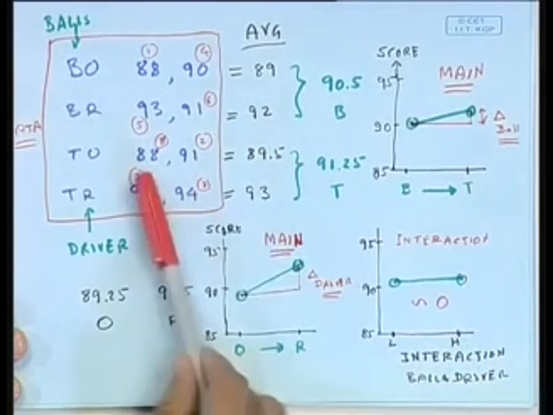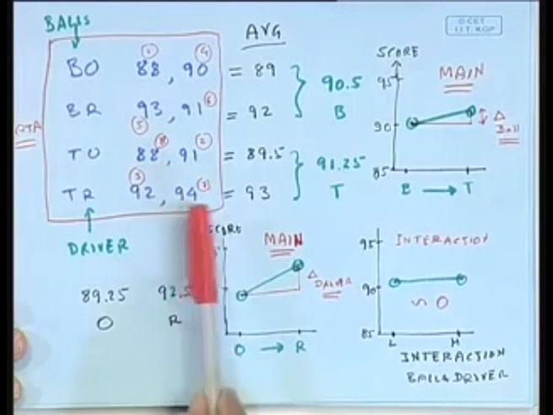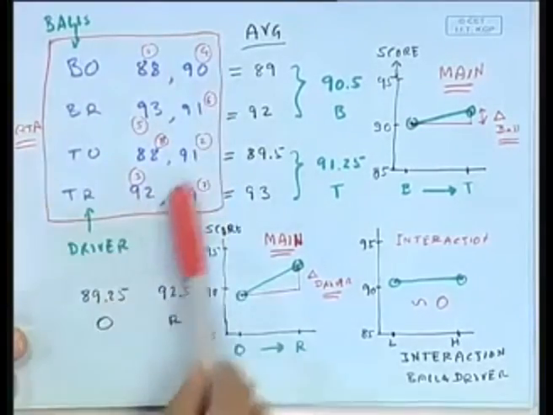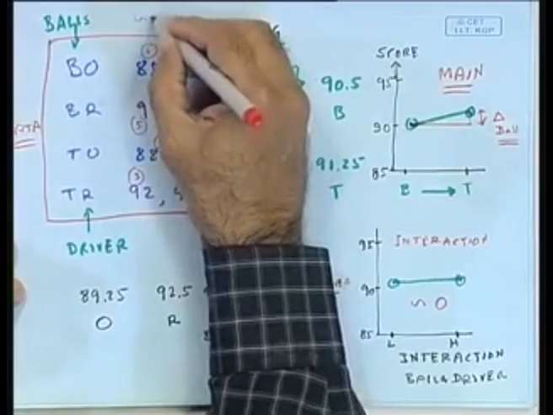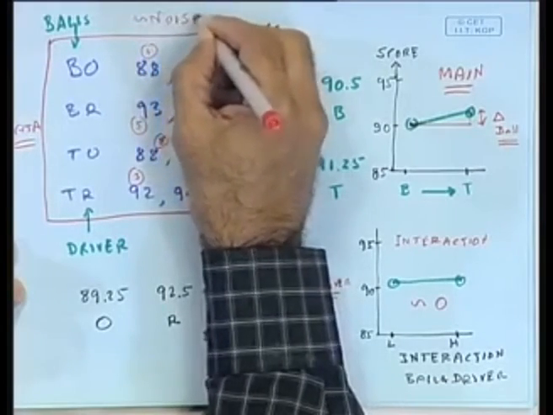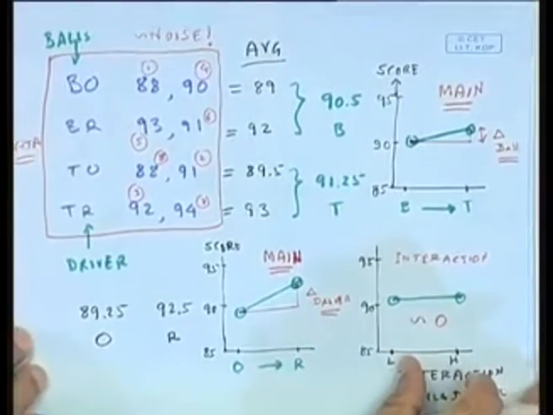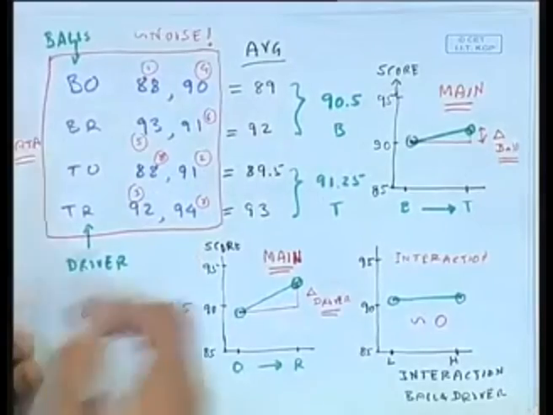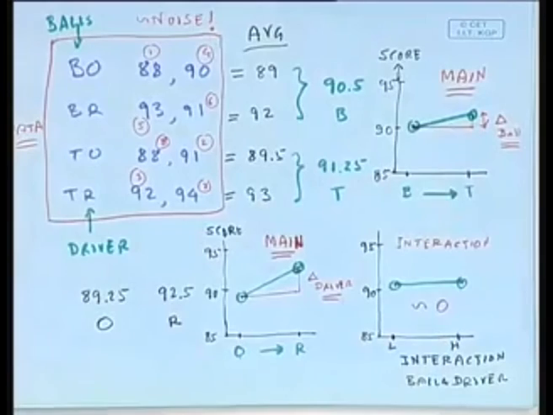If the other variables had no effect, I would have had 89.5 in both of these trials, and I would have had 93 at both of these trials. But that has not happened. So the variation that you see here is really due to noise. This is something very important for us to realize, that actually noise has disturbed the system. And many times this noise is so high that we are not able to draw these diagrams.